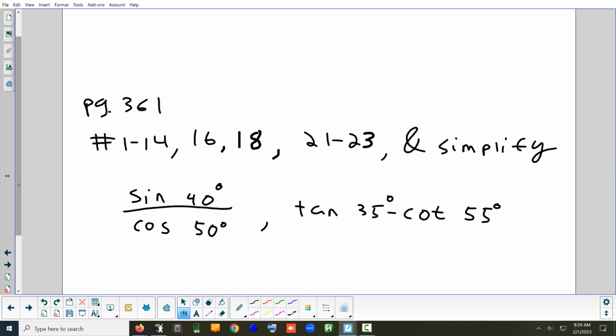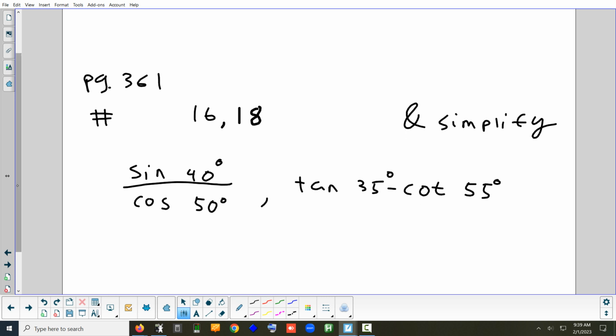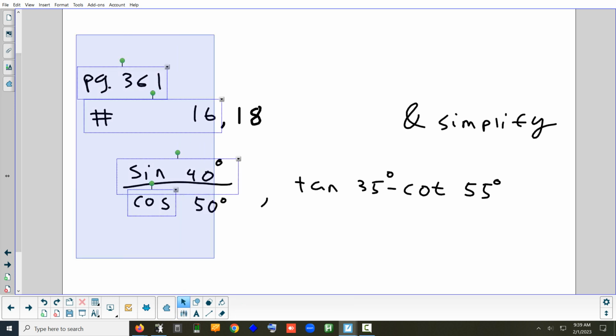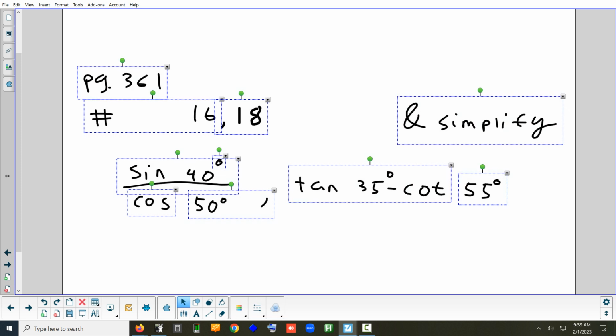So last night we did the 1 to 14. We didn't do 16 and 18, right? I think we did 1 to 14 and 21 to 23. So the first part of what I'll have you do tonight will be that. So it's 16, 18, 2 questions from the book, and then 2 questions I want you to simplify based on the complementary angle theorem. What I'll do is I'll copy this, so when I get to the end of the next part, I'll paste it in.